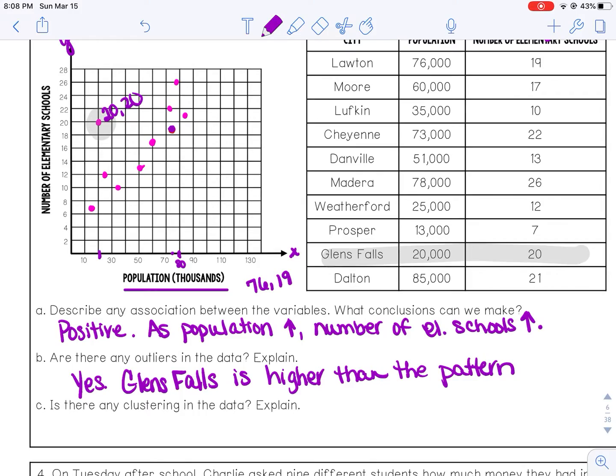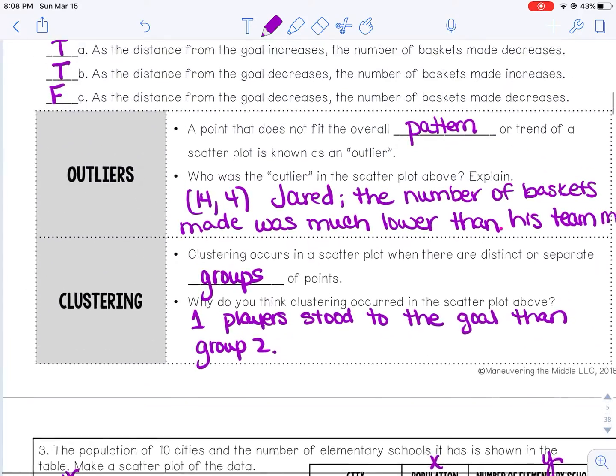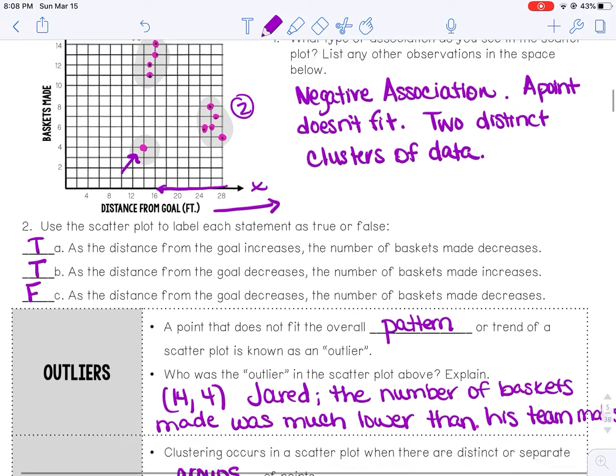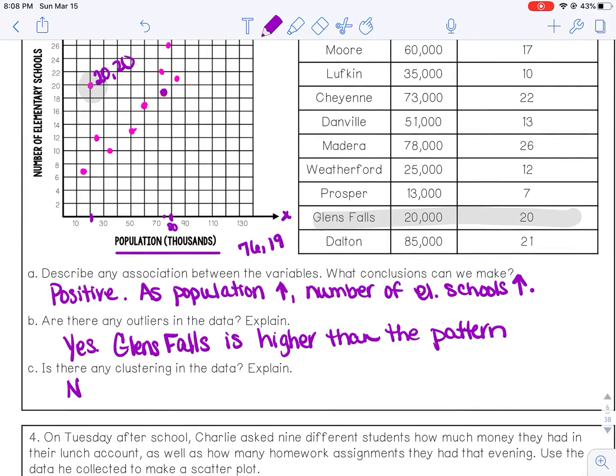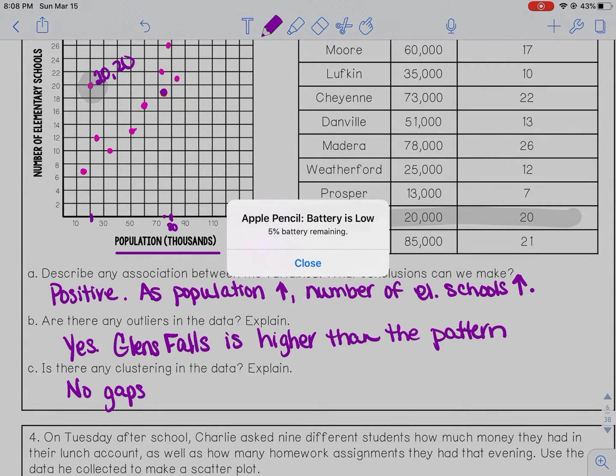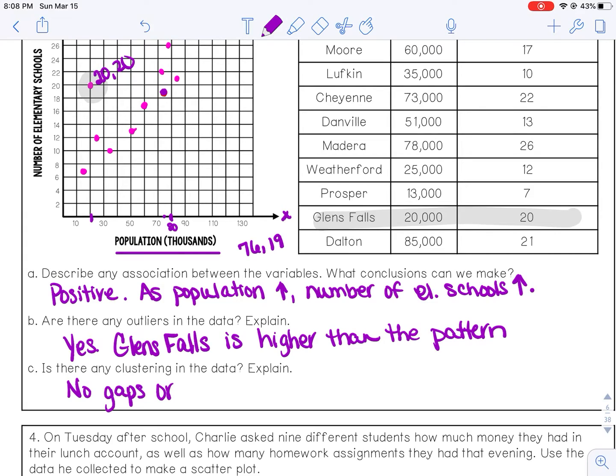Okay, do we have any clustering? Do we have any distinct groups like we did up here? Okay, so no, I don't see any of that. So there's no gaps or groupings.